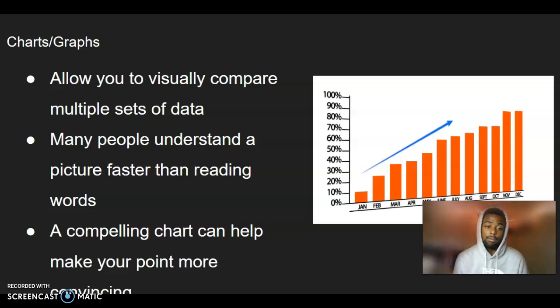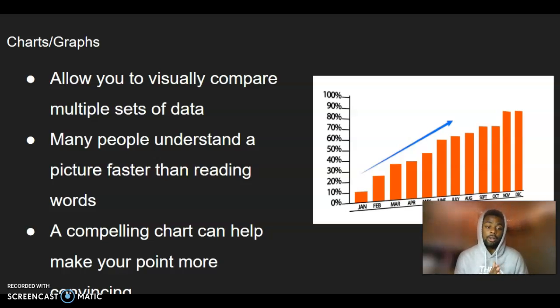You only have so much time on the PowerPoint. Many people understand a picture faster than reading words. If you're trying to grab people's attention, a picture is way better than having 1,000 words. I know me personally, I wouldn't pay attention if there was so many numbers and they told me that this was the graph that I was supposed to understand. If they put a visual in front of me, it would make that 10 times easier.